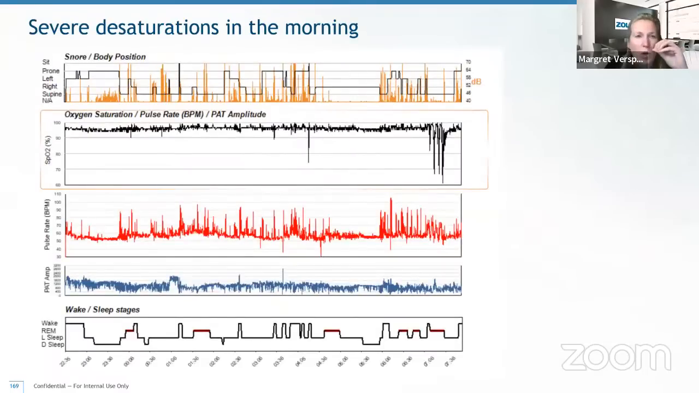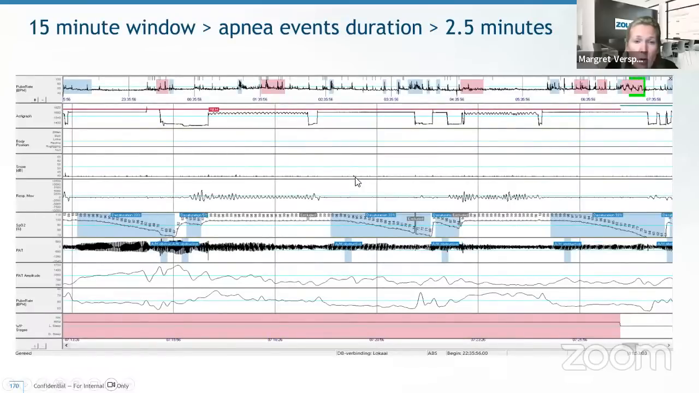Then we have another nice one where we can see very severe desaturations at the end of the night when the algorithm scored REM sleep over here, very deep desaturations, still 60%. And you think, okay, is this real or is this not real? What's going on? Let's go into raw data. Because in the other REM stages, there are no deep desaturations. When we look in the raw data, we see very long, severe desaturations.